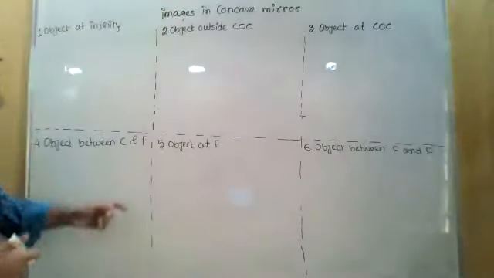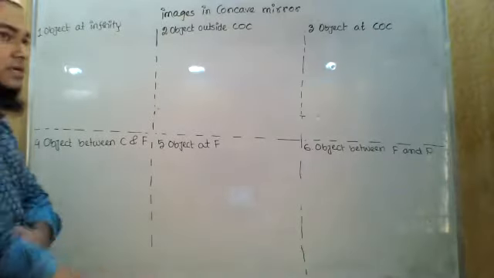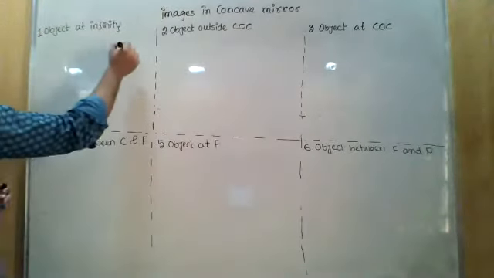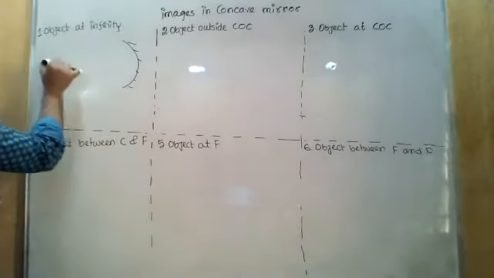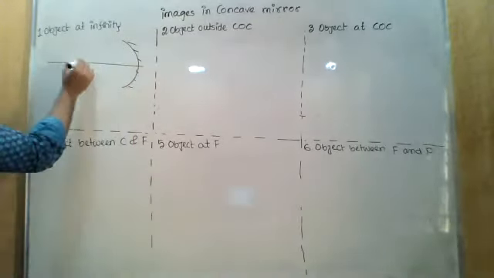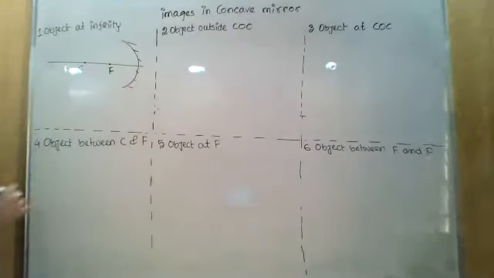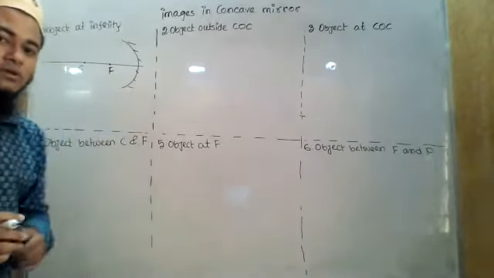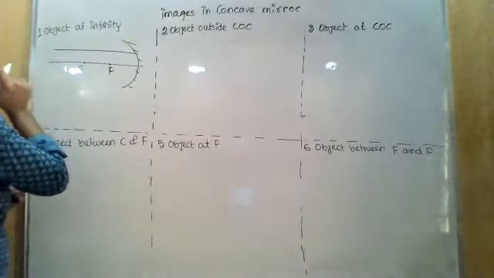Okay. So the first location, you can see that I have written the object is at infinity. Like the sun, we consider the sun is at infinity. So what happened in case of sun? If you remember, I showed you an experiment, right? There we saw that we had a concave mirror, and this is our center of curvature, and this is the principal focus. So when the sun rays are coming or incident on the mirror, we consider that it is coming parallel to the principal axis, right or wrong?